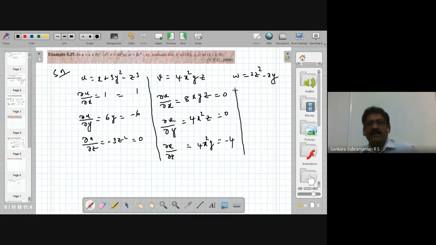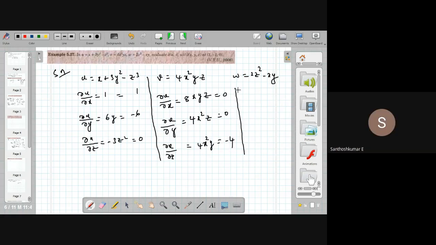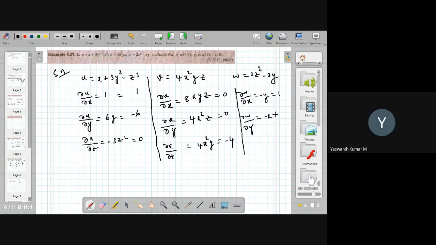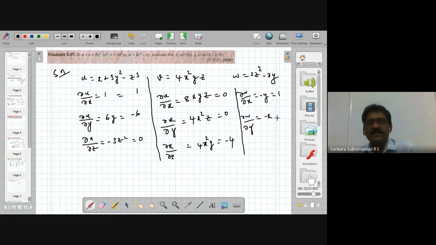Okay, and let us calculate dou w by dou x. This is 0. This minus is y. Minus y, which is minus of minus 1, so plus 1. Y is -1 actually. So dou w by dou y is equal to 0, minus x. X is equal to 1. So you get -1. And dou w by dou z is equal to 4z, and z is 0.